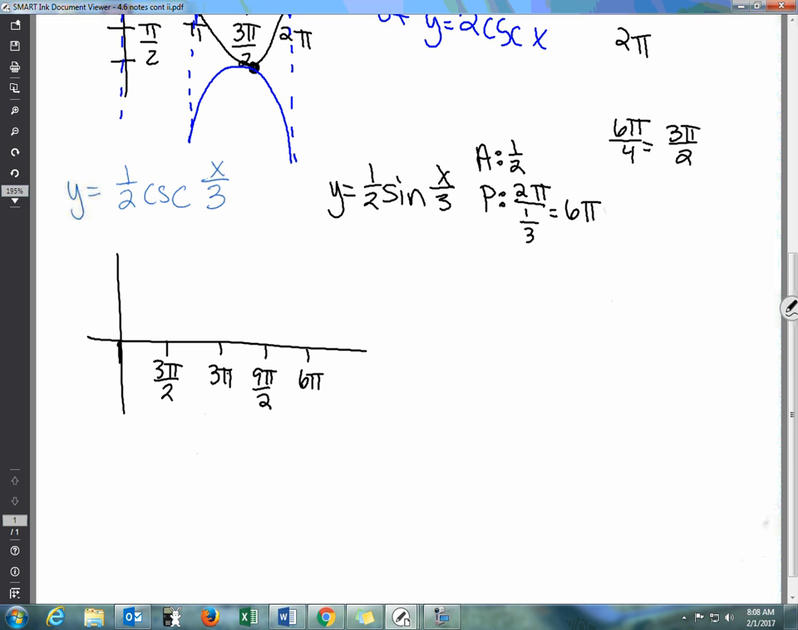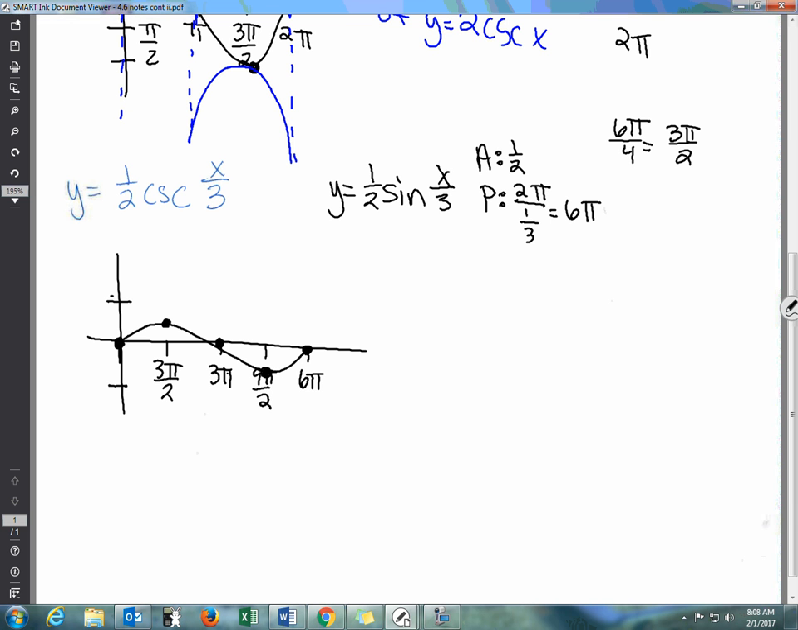Okay? Now, our amplitude is 1/2, right? So if this is 1 and this is 1, I start at 0. At 3 pi over 2, I'm only going to come up halfway because my amplitude is 1/2, and then at 3 pi, I'm back at 0. At 9 pi over 2, I'm right here. And then at 6 pi, I'm back here. So if I connect, my graph is really, really shallow.